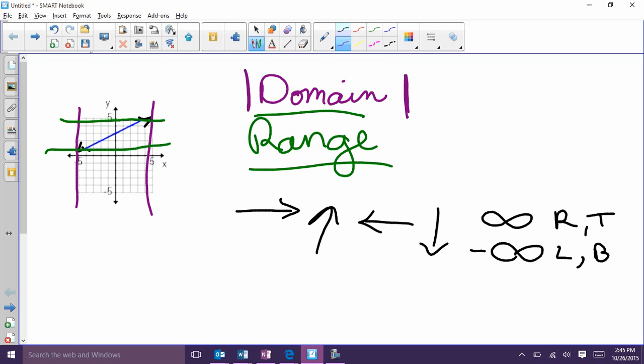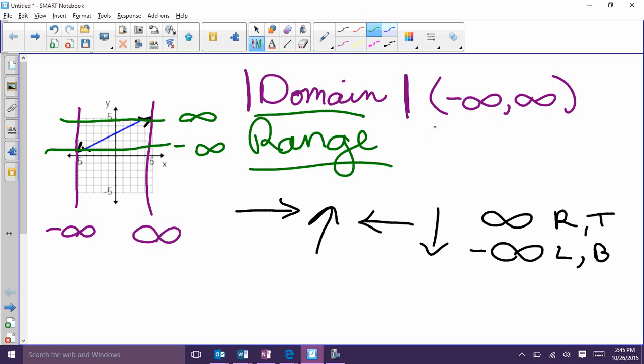So back to domain, we see here on the left we have an arrow, so that's a negative infinity. And on the right we have an arrow, so that's a positive infinity. The range down at the bottom here, there's an arrow, negative infinity. And there's an arrow at the top, so positive infinity. We should also remember that when we have arrows, where we're using infinity, we're going to give our domain and range using round brackets. So our domain is going to go from negative infinity to infinity, round brackets, and our range is going to go from negative infinity to infinity with round brackets.